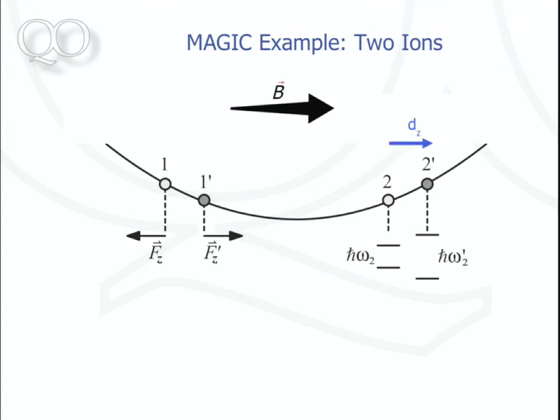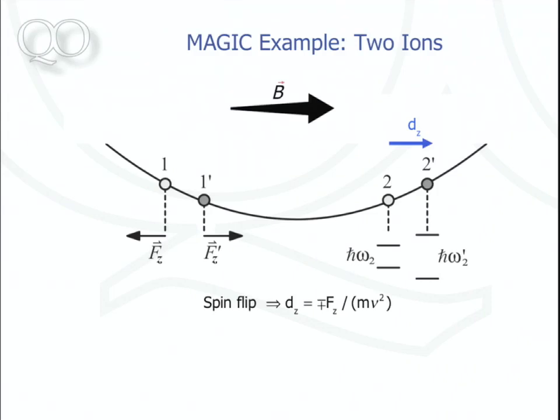So we push the second ion by flipping the spin of the first ion, and this displacement, if you just do a classical calculation, is simply given in this harmonic oscillator potential by this expression here.